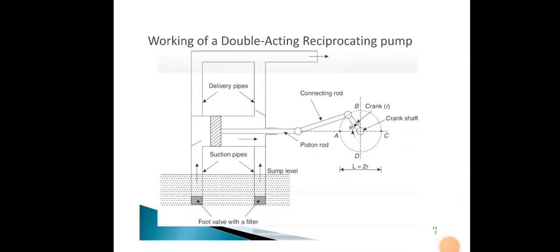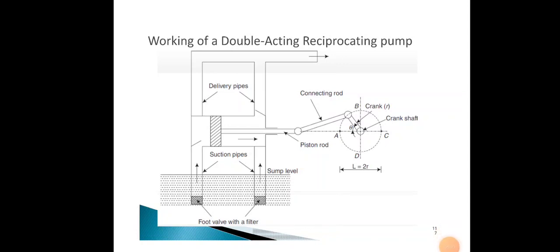Next, we are going to see the working principle of the double acting reciprocating pump. In this, the water acts on both sides of the piston. You can see this figure. Two suction pipes and two delivery pipes are required for double acting pumps.